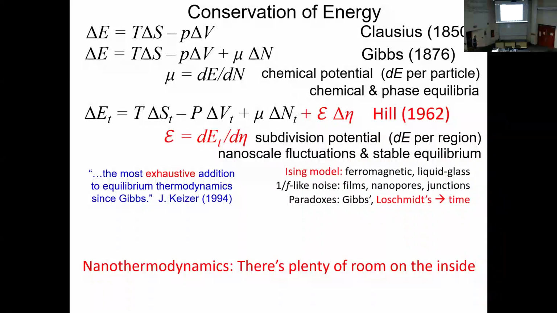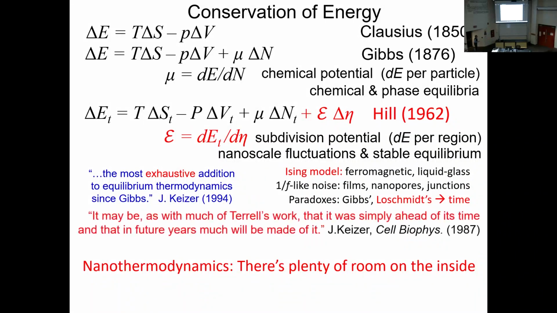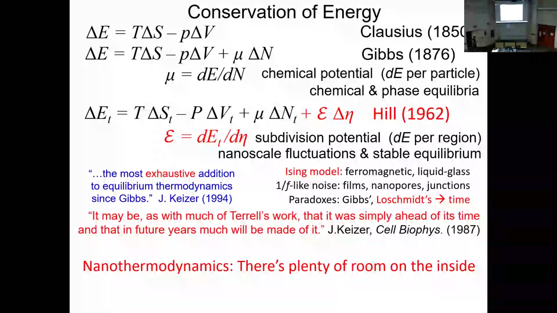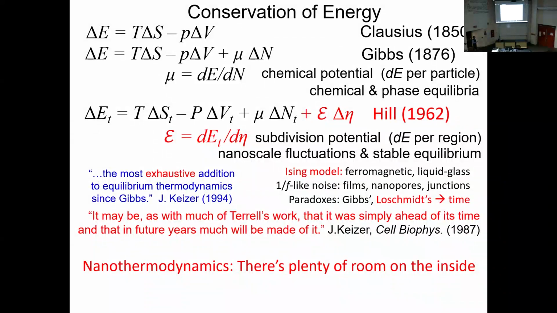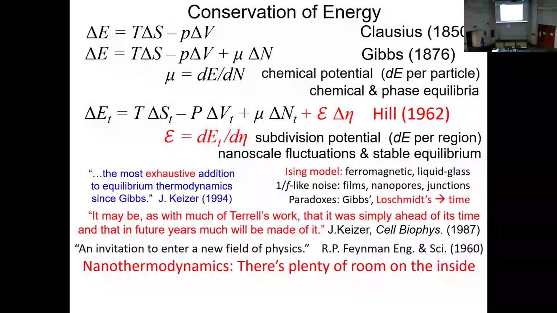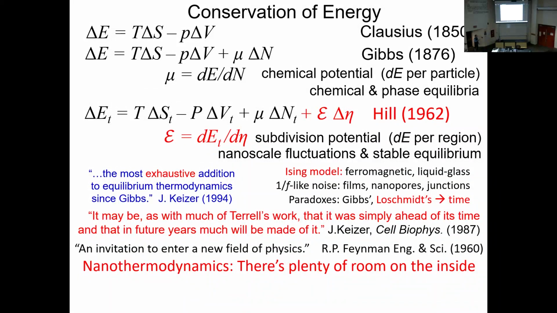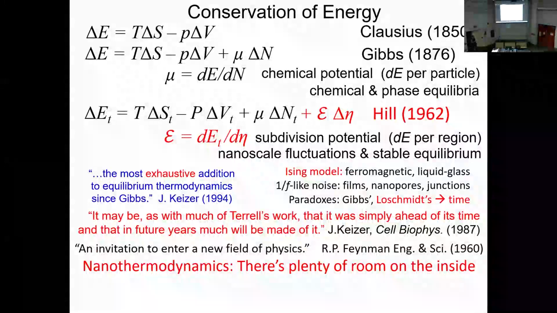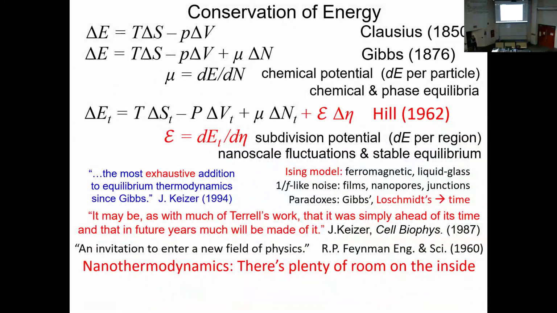So it's surprising to me that not many people have gotten interested in this result. And so here's one quote: it may be, as with much of Carroll's work, it was simply ahead of its time, and in future years, much will be made of it. So what do we mean? I'd like to give you an invitation to enter a new field of physics, finite size effects in thermal physics. And what does this mean by future years?